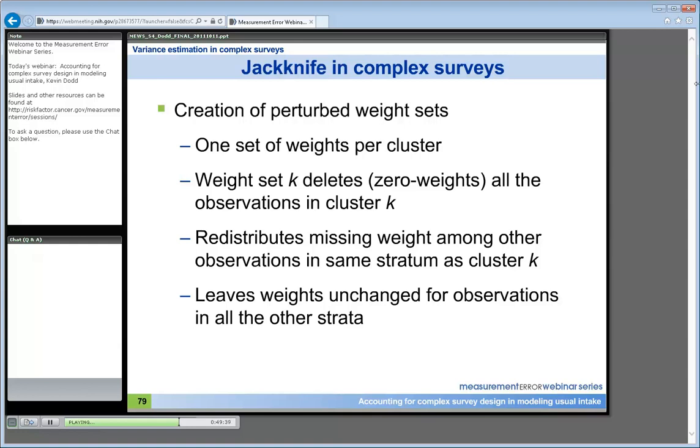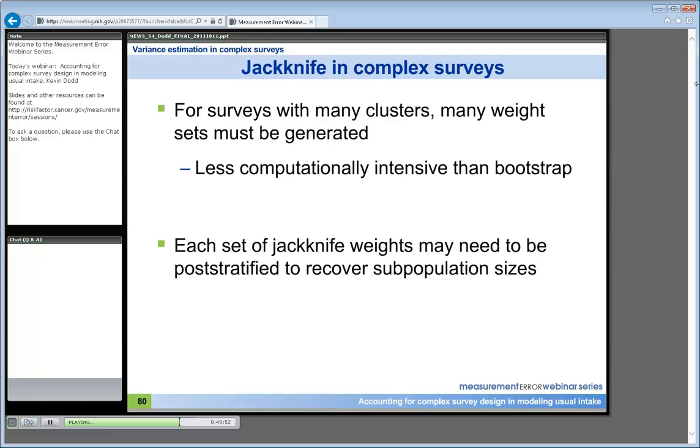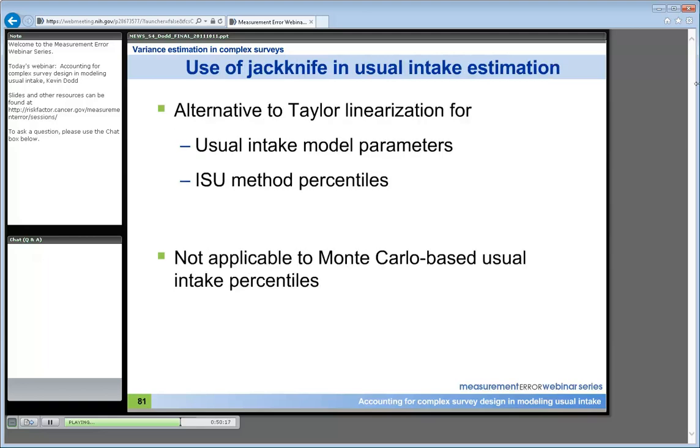And so the Jackknife corrects for this by redistributing that chunk of lost weight among the other observations in the same stratum as cluster k, but it leaves the weights unchanged for all the observations and clusters from the other strata. Now, for surveys with many clusters, you still have to generate a lot of weight sets, but not as many as you would for the bootstrap. You don't need the 200, 300, 1,000 that you would for the bootstrap. And as I said before, you may want to be post-stratifying each weight set to your known subpopulation sizes. So there's less of this computational burden compared to the bootstrap.